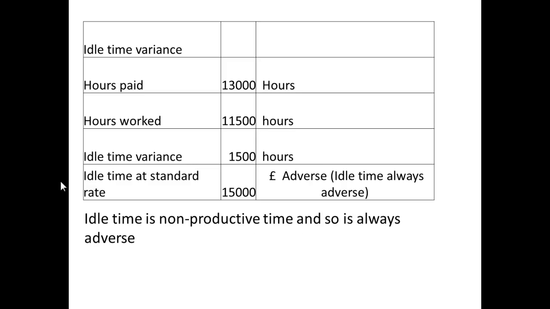The idle time variance, well, the hours paid for were 13,000, but only 11,500 were worked. Therefore, there was 1,500 hours, which we call idle time. And at the standard rate, that equates to £15,000. Note that idle time is always adverse because it's non-productive time.